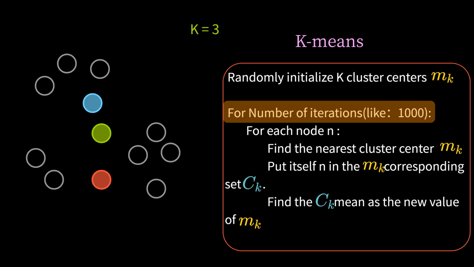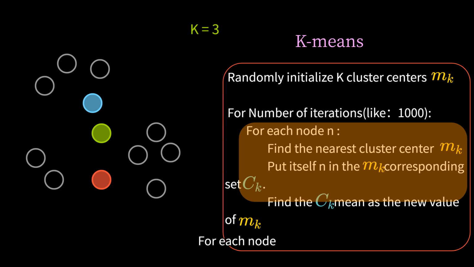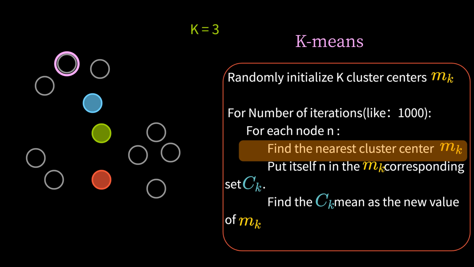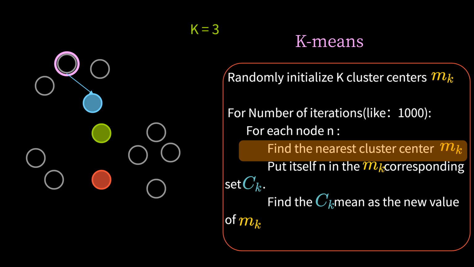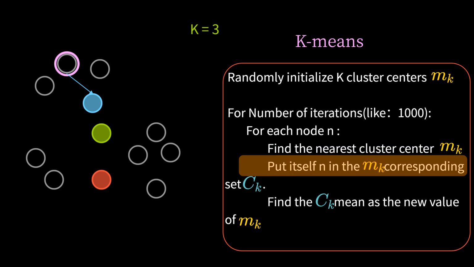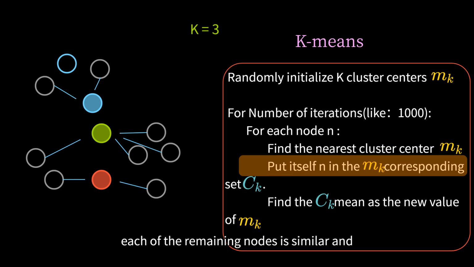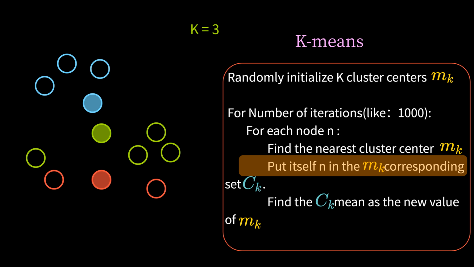Next, we start the loop iteration. The number of iterations needs to be set in advance, for example, 1000 here. Then go to each iteration. For each node, such as this one, first measure the distance between the node and each cluster center. Find the nearest one and put the node into that cluster. We use the same color to mark it. Then each of the remaining nodes is handled similarly and placed in the corresponding set.